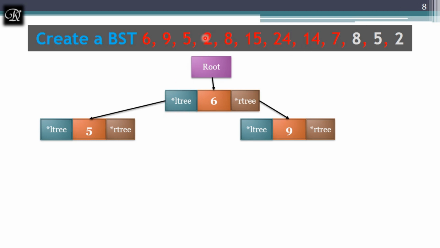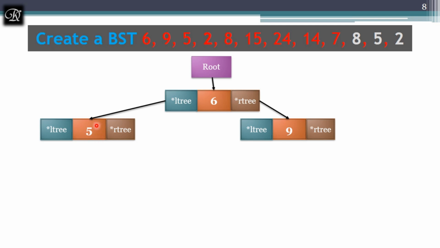Now take the next value, 2. Compare 2 with the root. It is 6 and 2, where 2 is lesser than 6, so I should move towards the left. Already I have a node in the left. So what can I do?